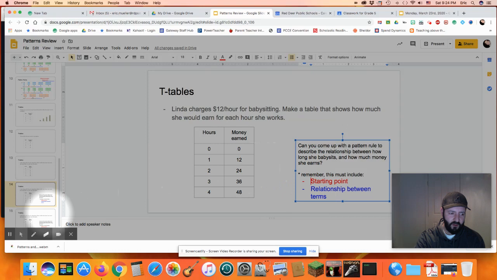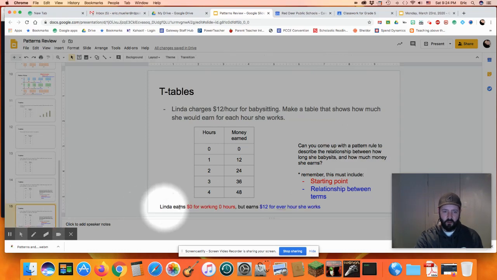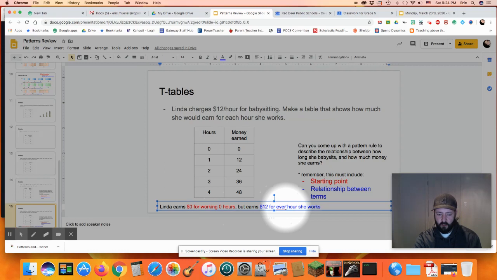All right, here's what I got. Linda earns $0 for working 0 hours. That's our starting point, but earns $12 for every hour she works. Hopefully that's what you got as well.